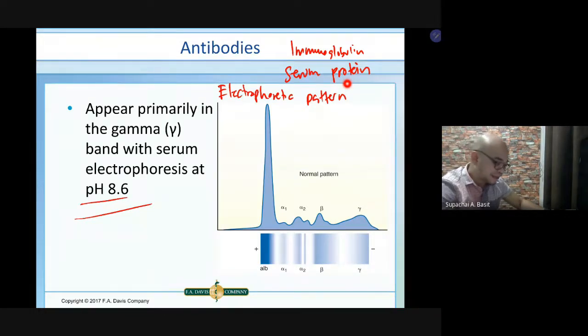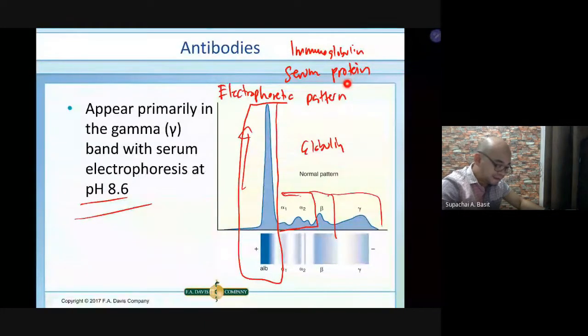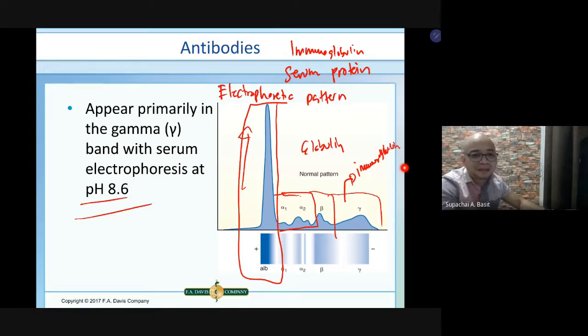As you can see, the lightest of them all is albumin, because albumin migrates the farthest. And then these are the globulin fragments. So I have the alpha, and then the beta and the gamma. Alpha has two fragments, alpha 1 and alpha 2. And then we have the beta fragment, and then we have the gamma globulins. Gamma globulin is where the classification of immunoglobulin is. So our antibodies are made up of gamma globulin.